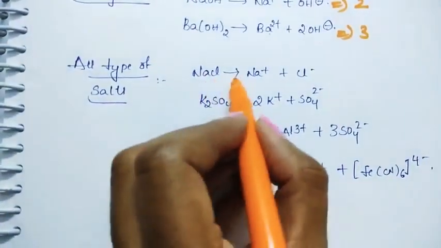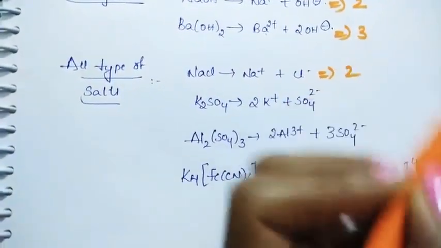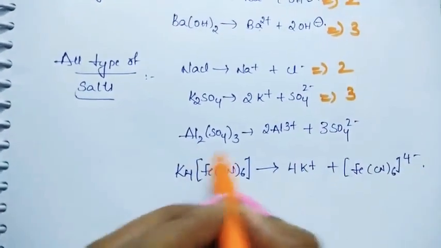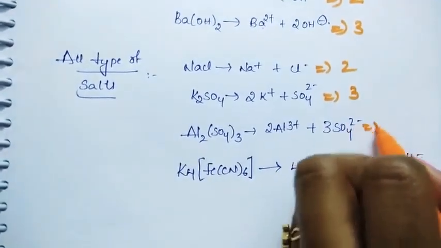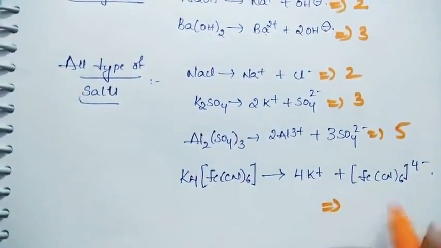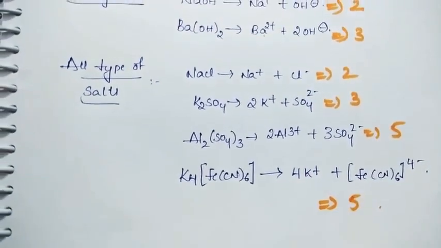And here, salts, all types of salts. NaCl gives 2 ions, so i value is 2. K2SO4 gives 3 ions, so i value is 3. Al2(SO4)3 gives how many ions? 5. So Van't Hoff factor i is 5. And K4[Fe(CN)6], how many ions does it give? 5 ions, so Van't Hoff factor is 5.